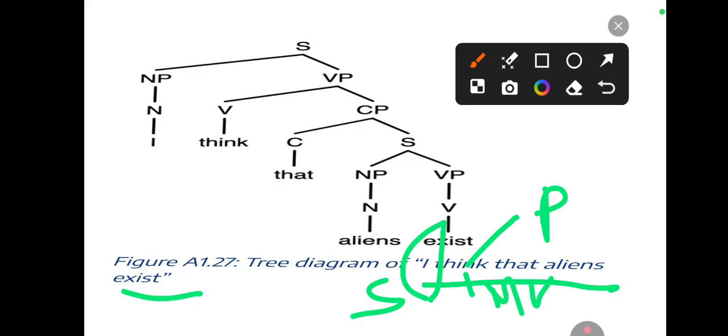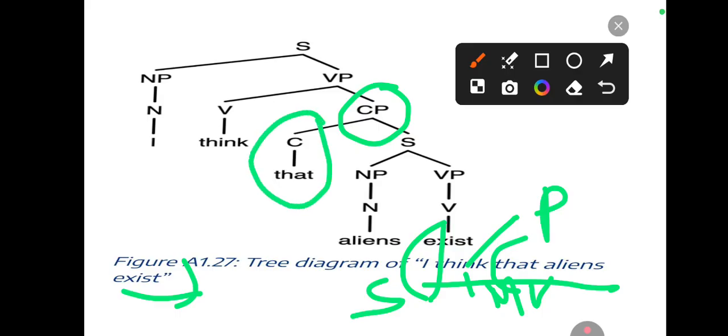Okay, but then "that aliens exist", this is the clause, right? And that is why this is a clause phrase or complementary phrase. "That" is the conjunction, right? So that's a conjunction. Then "aliens exist"; though it's one word, that is a noun phrase.